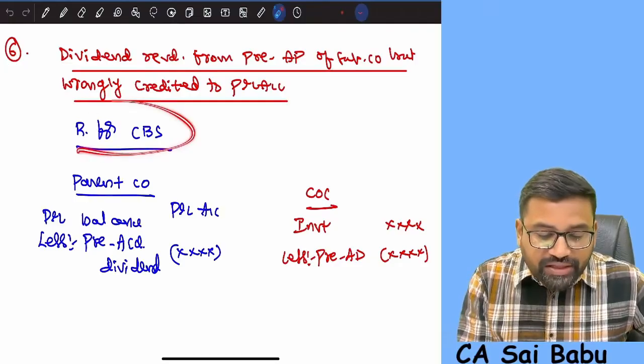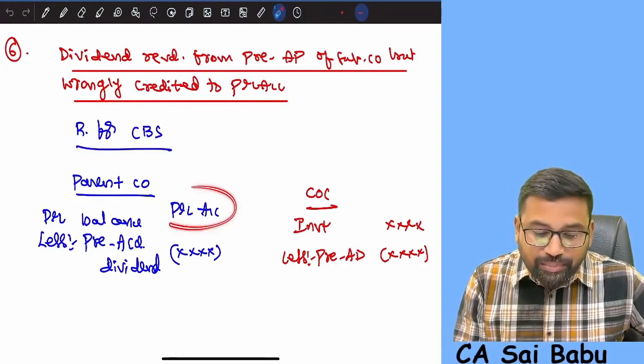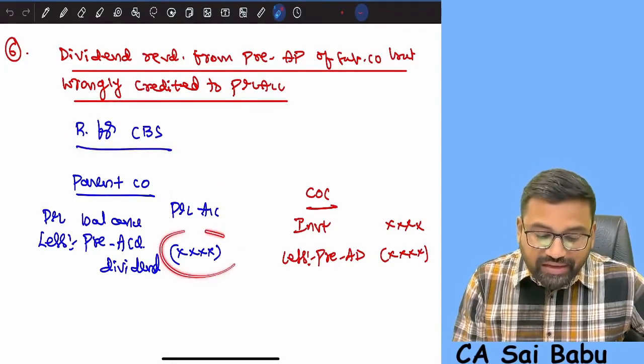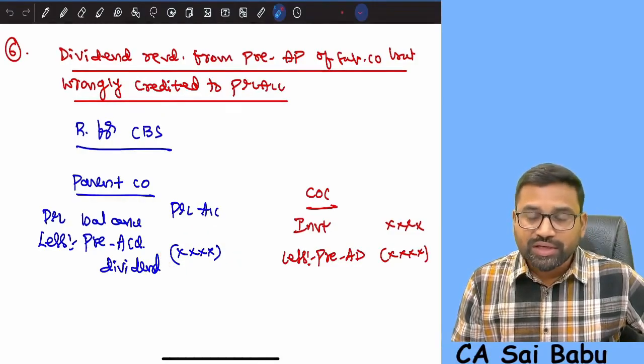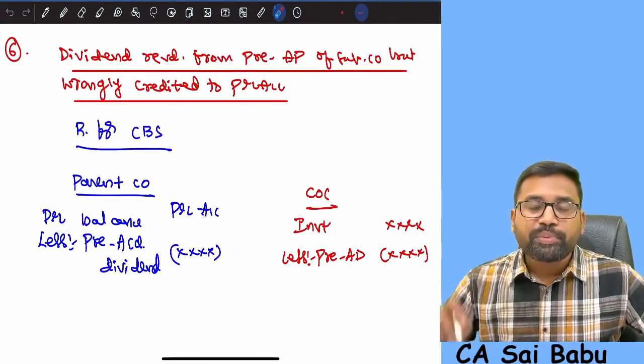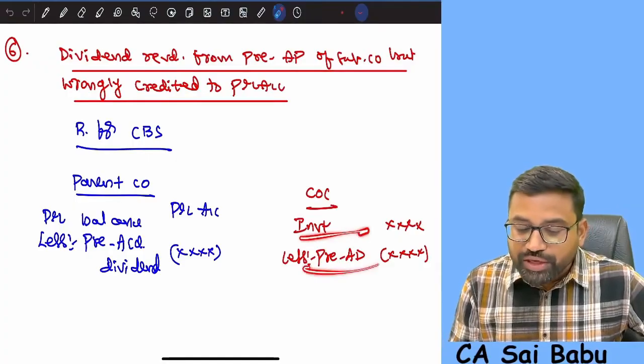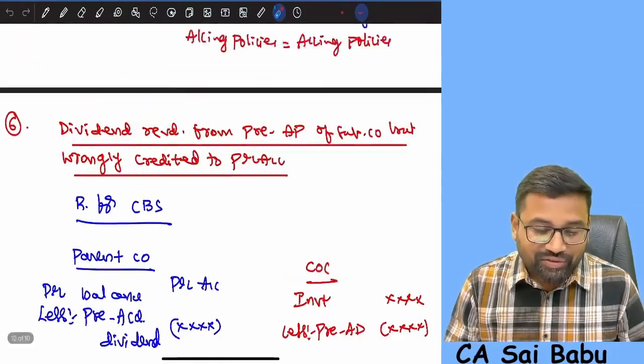See this. Dividend received from pre-acquisition profits of the subsidiary, but wrongly credited to the P&L account. Now when you are preparing the reserves for the consolidated balance sheet, take the P&L account balance of the parent company. From that, you reduce this pre-acquisition dividend. And the actual treatment is, when you are preparing cost of control, from the cost of investment, you reduce this pre-acquisition dividend, because it's a recovery of cost.